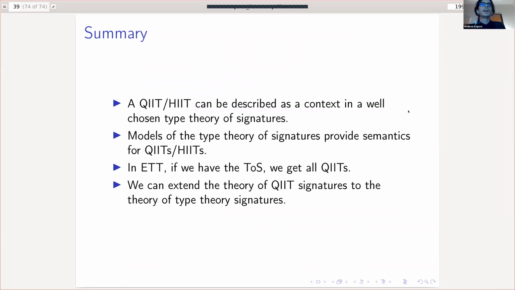As a quick summary, I'll just recap that a QIIT or an HIIT can be described as a context in a well-chosen type theory of signatures. And then the semantics for the QIIT can be described by presheaf models of the theory of signatures. And the result that I mentioned was that in ETT, if you have the theory of signatures, you have all QIITs. And it seems that we can extend the theory of QIIT signatures to a more general notion of signatures with binding, or to type theory signatures.